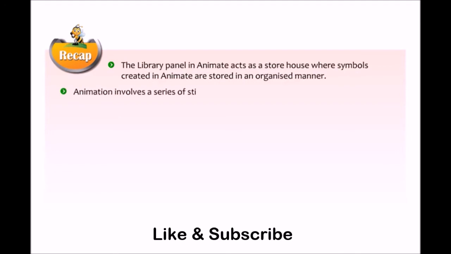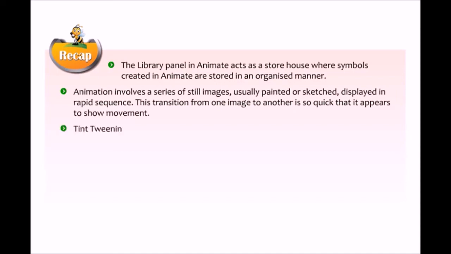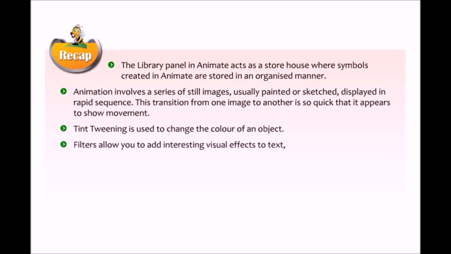Animation involves a series of still images, usually painted or sketched, displayed in rapid sequence. This transition from one image to another is so quick that it appears to show movement. Tint tweening is used to change the color of an object. Filters allow you to add interesting visual effects to text, buttons, and movie clips.